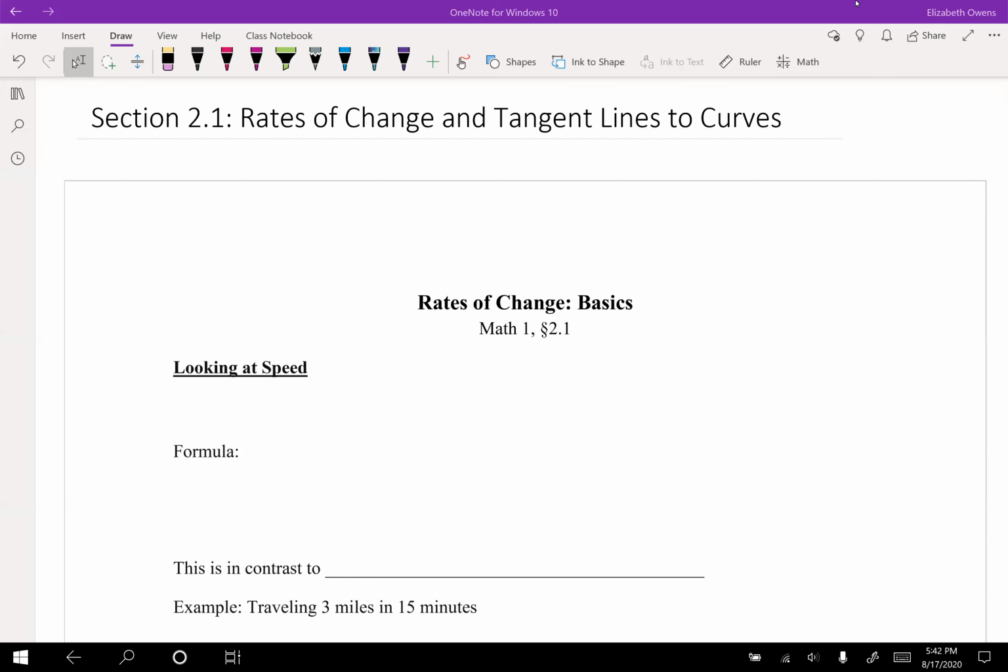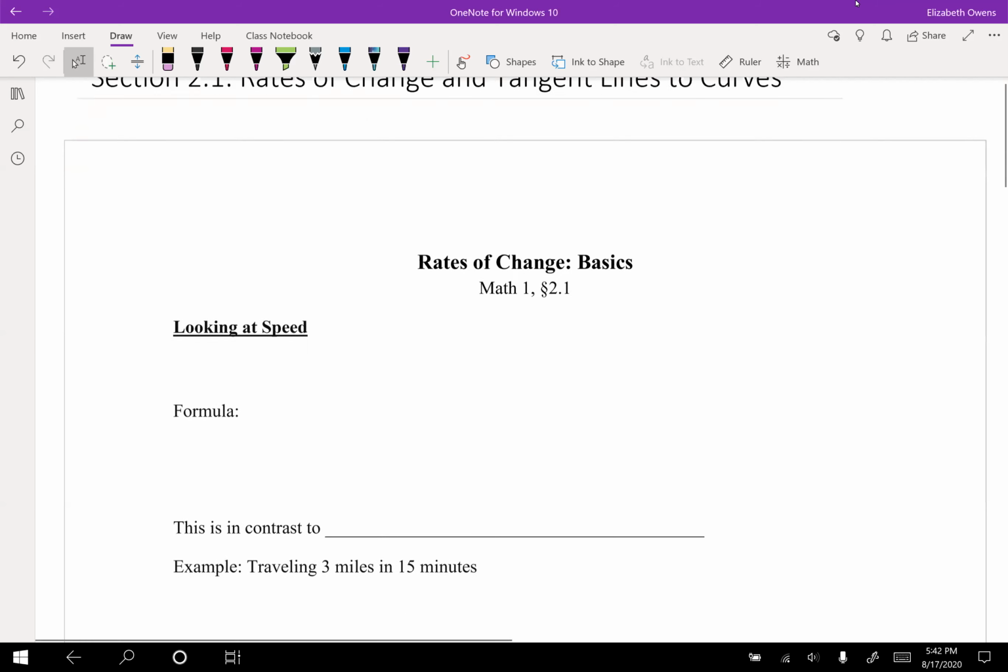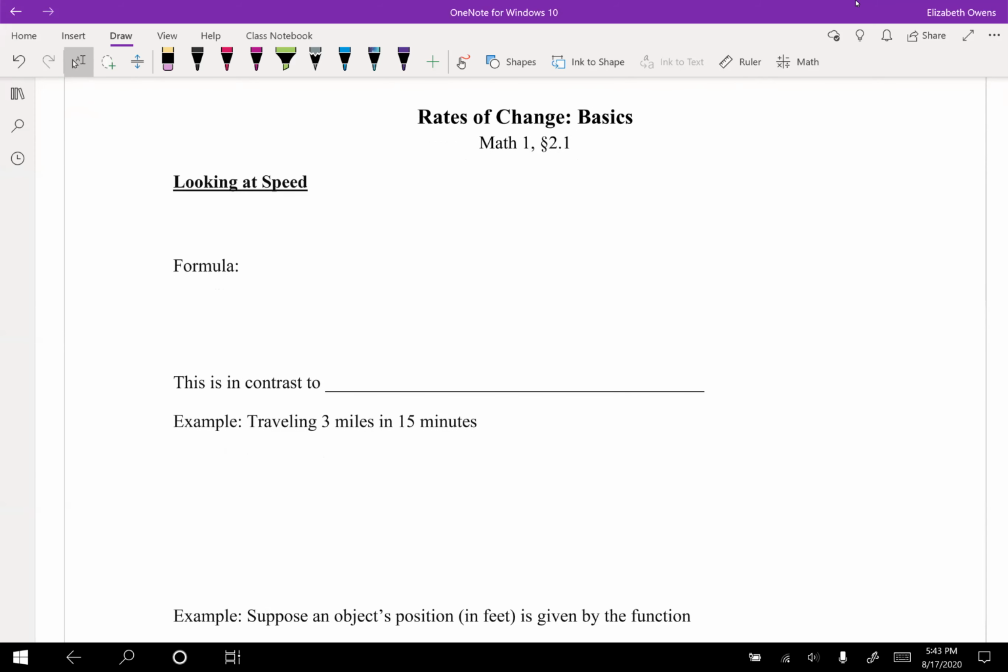Hello, everybody. Welcome to section 2.1, rates of change and tangent lines to curves. In this section, our first section of calculus material, we're going to look at something that's kind of familiar to start out with. We're going to look at some basic rates of change, and in particular, we're going to look at speed, which is a rate of change that every single one of us has experienced at some point or another.